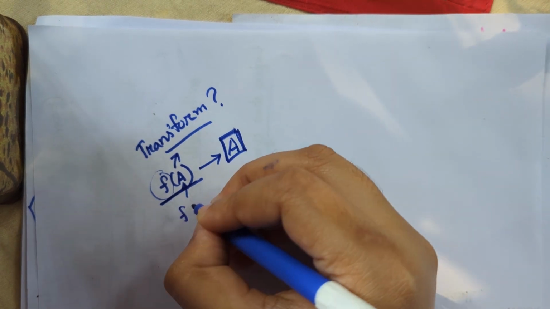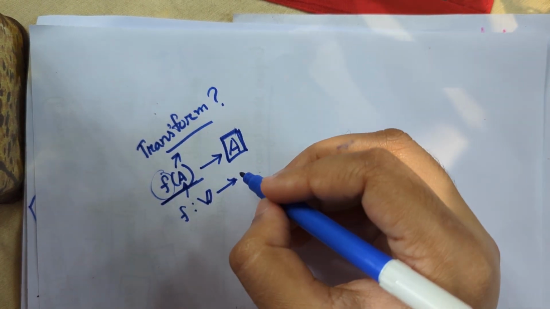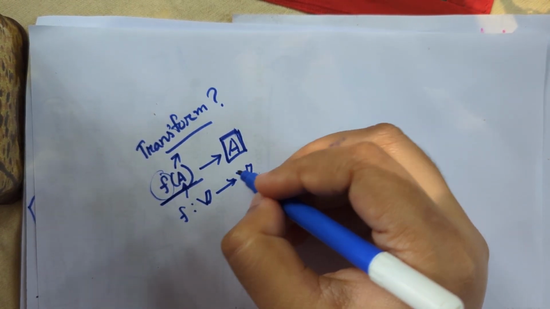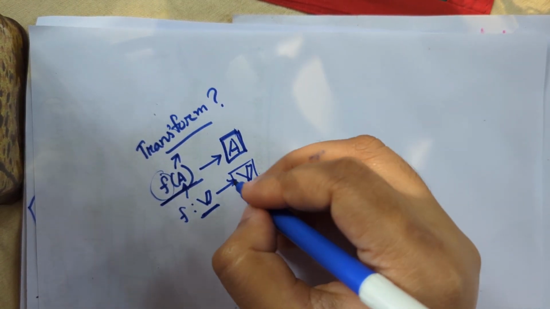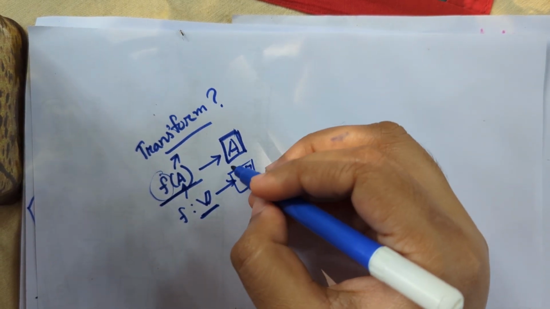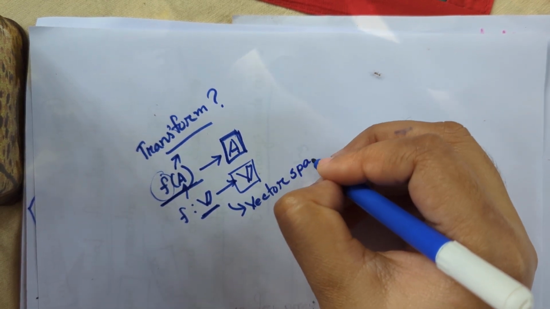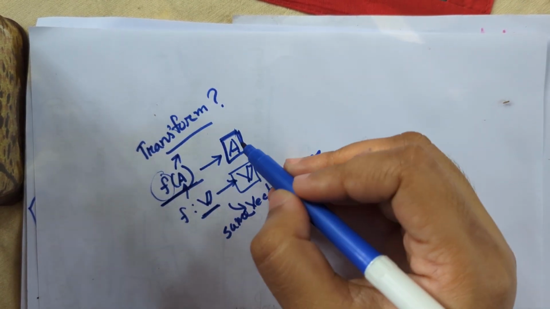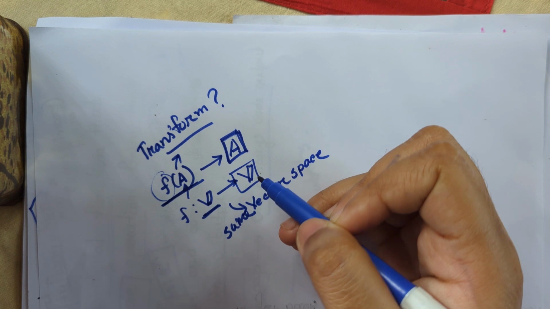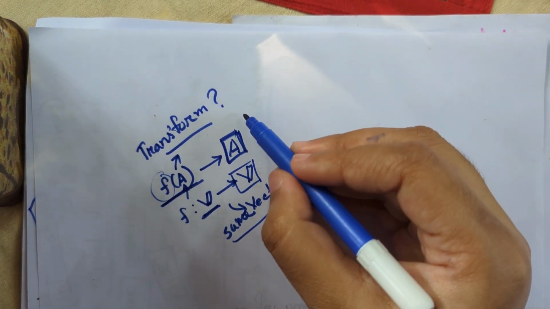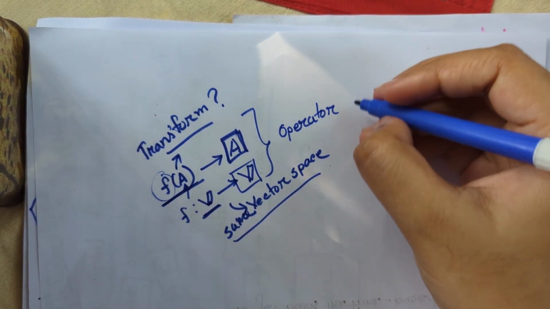Similarly, suppose f of v is another function, and after the operation of the operator we find a function which is also in the variable v. So from this function we got another function as output, but they are in the same variable. This is called the same vector space. Here suppose A is a vector space and V is also a vector space. Here we got output in the same vector space as our input. This is called the same vector space, and in the same vector space these operations are called the operator.